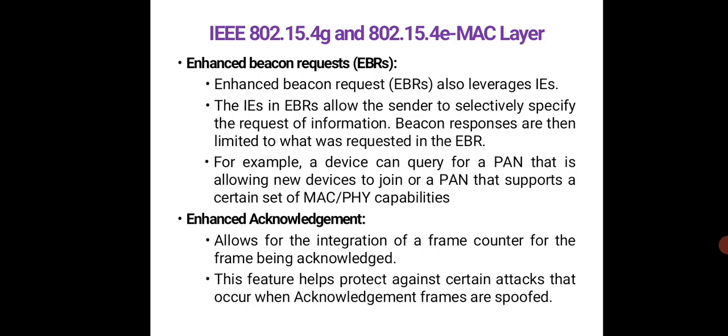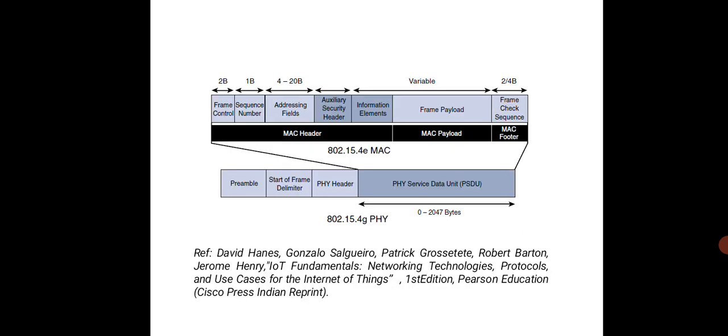And the next is enhanced acknowledgement. This allows for the integration of a frame counter for the frame being acknowledged. This feature helps protect against certain attacks that occur when acknowledgement frames are spoofed. So suppose some acknowledgement frames are duplicate or spoofed, then this feature will help protect against these attacks. Whatever has been explained is put up in the frame over here.